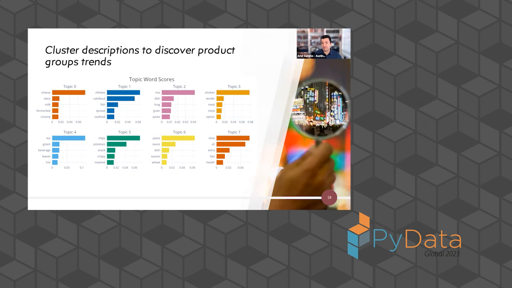So this is an example of BERTopic giving you clusters and descriptions to discover groups of trends. And again, this is from my Open Food dataset. And you can see that the first topic has cheese and dairy and milk and creamy. So you determine that these are related in a way that makes sense.